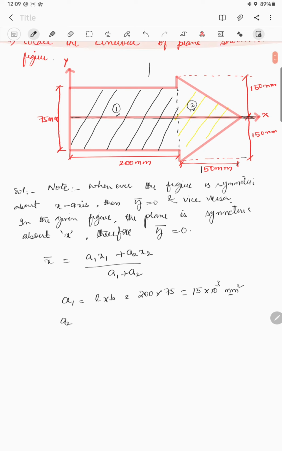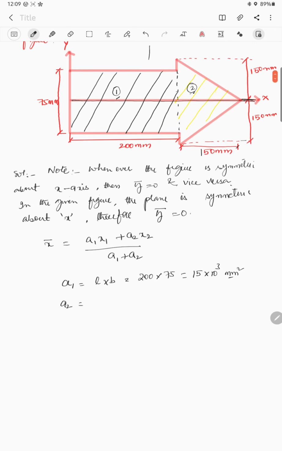Then what about A2? What is the value of A2? What is the area of a triangle? Area of a triangle is nothing but half base into height. So half into what is the base of the triangle? You can see here this half part is 150 and another part is 150, so the total base of the triangle will be 300. 150 plus 150 is 300, into what is the height of the triangle? See here, what is this height of the triangle? It is given as 150 mm. So 1 by 2 into 300 into 150, which is equal to how much?